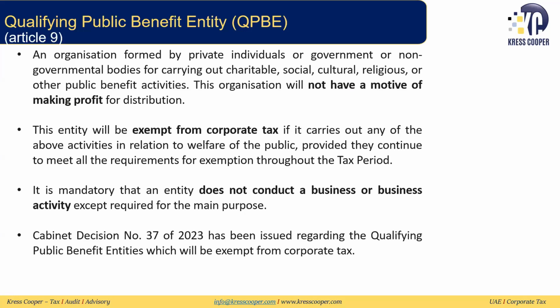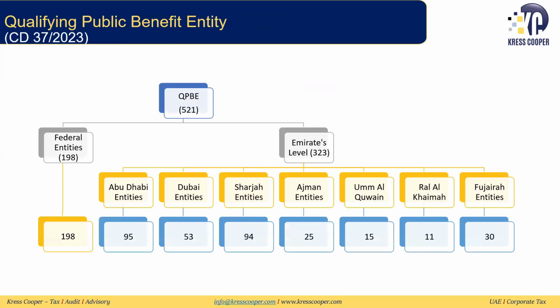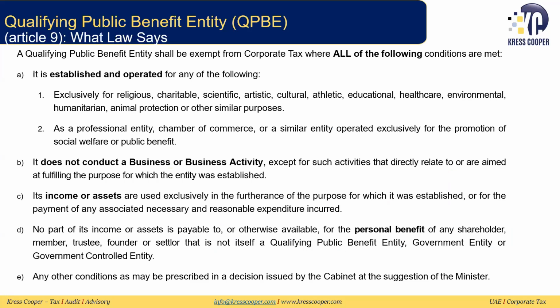It is a very vast document. It has 521 qualifying public benefit entities stated over there. There are federal entities, some are emirate-level entities. So you can see this breakup over here. 198 are federal entities and emirate-level entities are 323. So they have been specifically named here. So if they are over there, then only they will be treated as a qualifying public benefit entity.